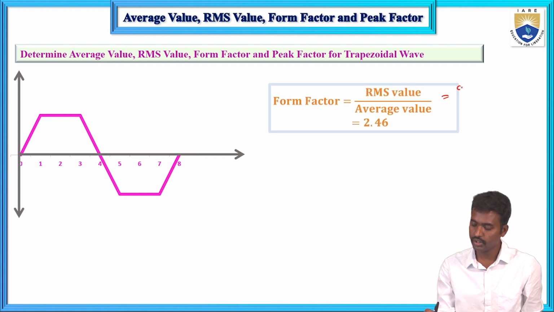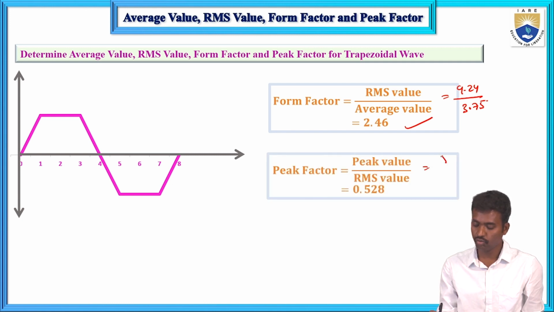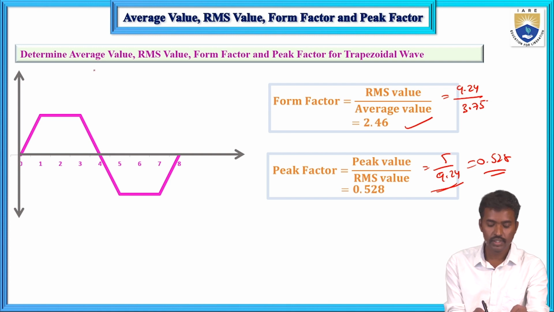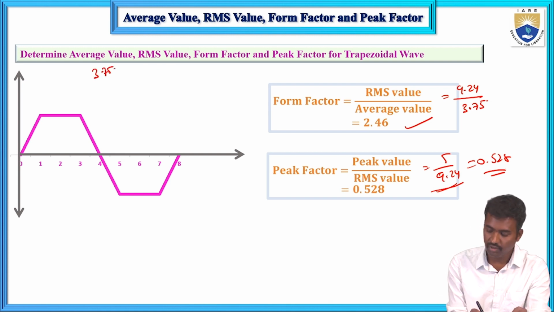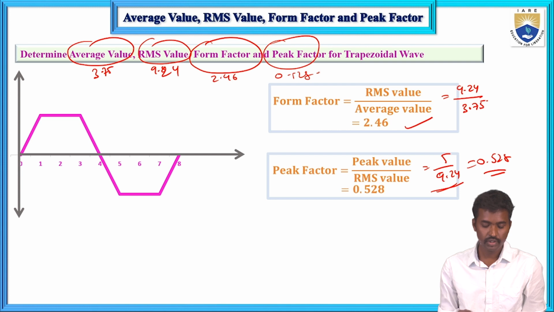For the form factor, this is 9.24 for RMS value and this is 3.75 for average value. If you simplify this, that is 2.46. And the peak factor is 5 divided by 9.24, that value equals 0.528. So the average value is 3.75, the RMS value is 9.24, the form factor equals 2.46, and the peak factor equals 0.528 for the trapezoidal waveform in this case.